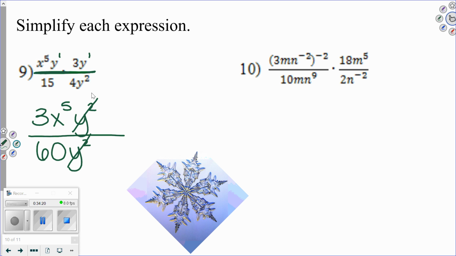All right, what about the 3 and the 60? Does that simplify? That's a fraction. If you have 3 over 60, does it simplify? What's it become? It becomes 1 over 20. And then I still have the x to the 5th on top.